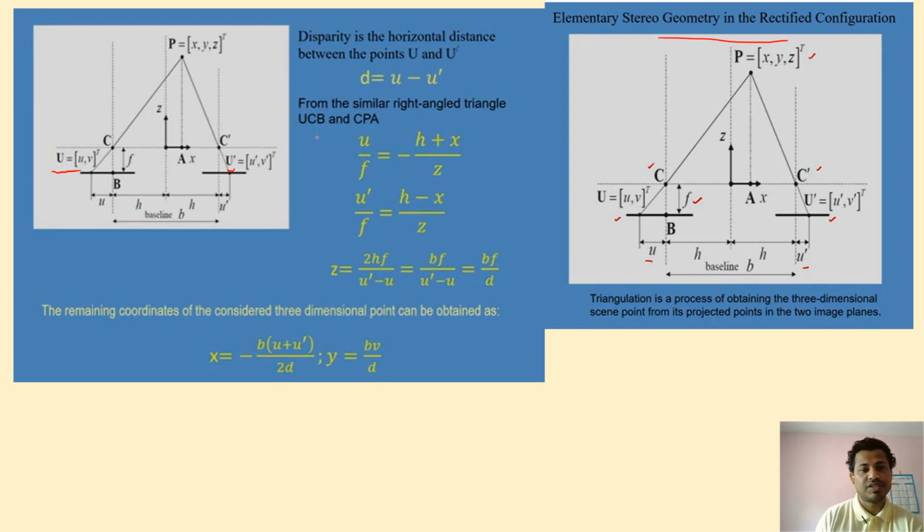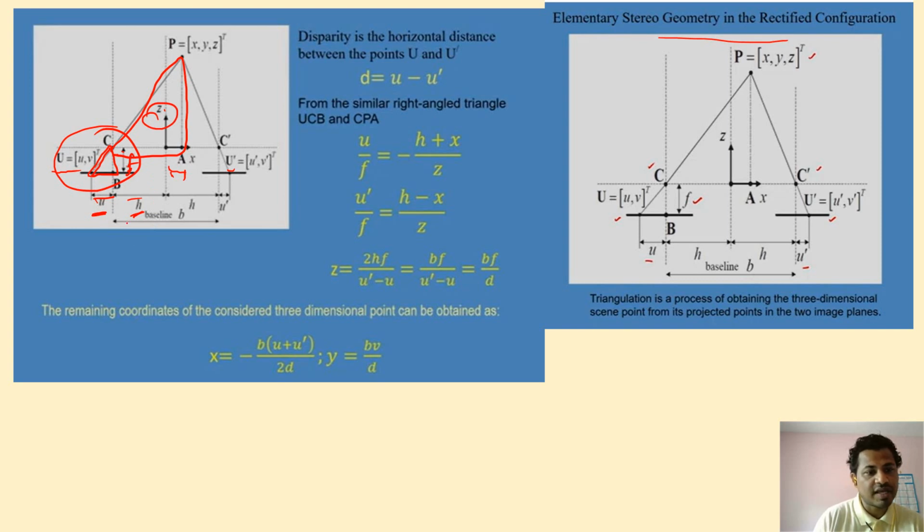Now from the similar right angle triangles UCB and CPA: what is UCB? Similar triangle UCB is this triangle, and CPA is this triangle. So what is being done here? With the help of the similar triangles, U by F, this distance divided by this F distance, gives minus H plus X divided by Z. H is here our baseline, the mid of the baseline distance, and X is this distance, this shift from the center. So from this line to this line, this shift from the center, H plus X, divided by Z. Where is my Z? My Z is this direction. So this is the Z value.